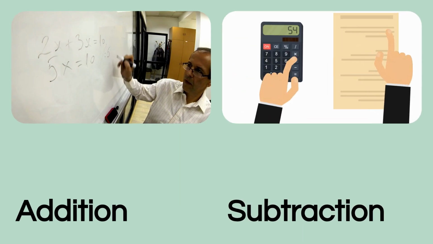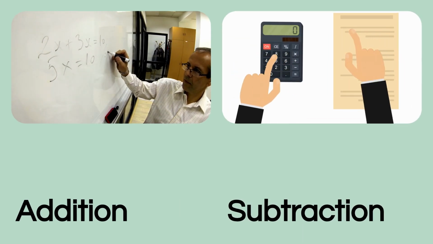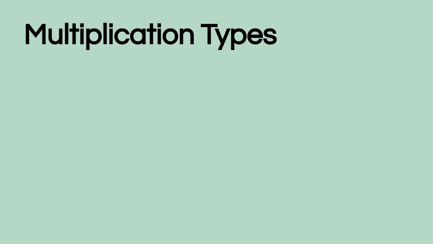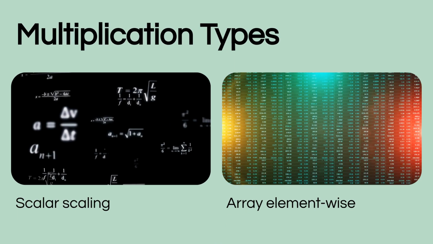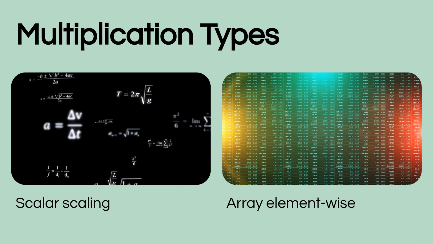Matrices of the same size can be added and subtracted element by element, making it easy to combine or compare datasets. We have scalar multiplication for scaling the entire matrix, and array multiplication, which performs element by element multiplication.